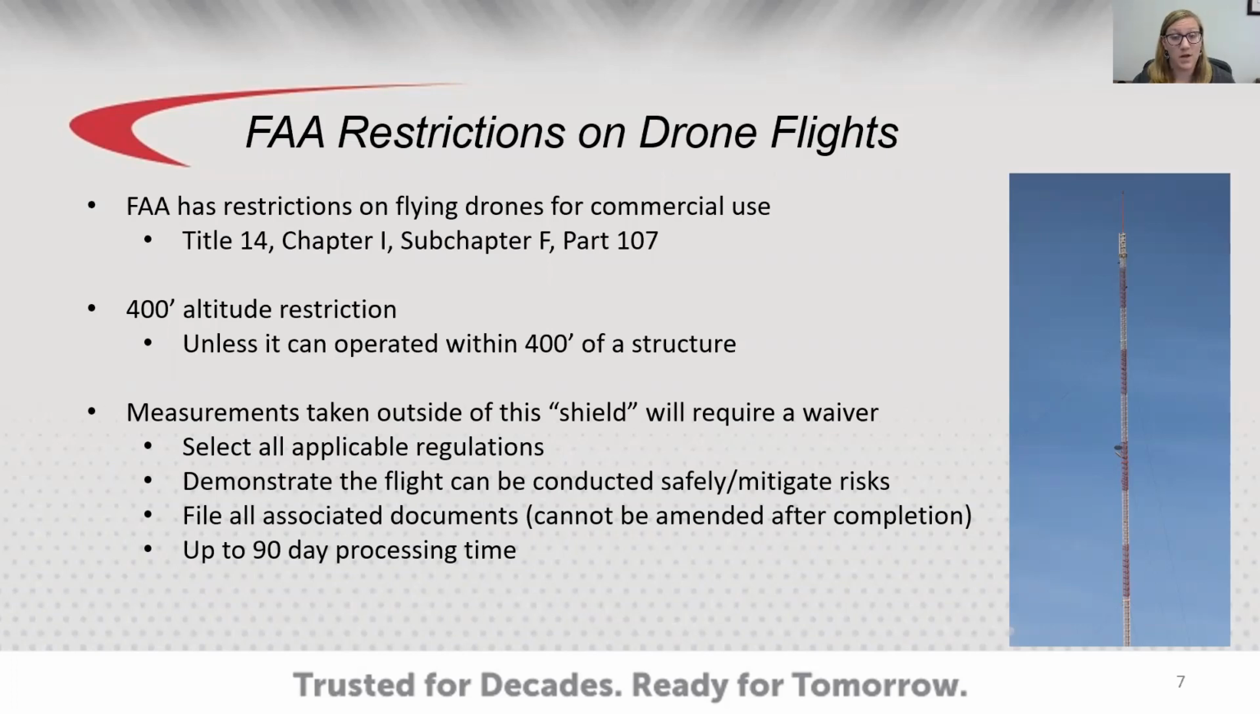The waiver process itself can be complicated, depending on your measurement needs and the site location. All appropriate regulations from Part 107 need to be selected on your waiver forms. You need to demonstrate that the flight can be conducted safely by identifying all hazards and mitigating the risks associated with each hazard. All required documentation, including a flight plan, must be submitted, and once it is submitted, cannot be amended. Then once everything is turned in, there is a waiting period of up to 90 days for the FAA to process your request. Due to these restrictions, the quickest and easiest way to use drones for field pattern verification is to operate within the 400-foot shield of the tower.